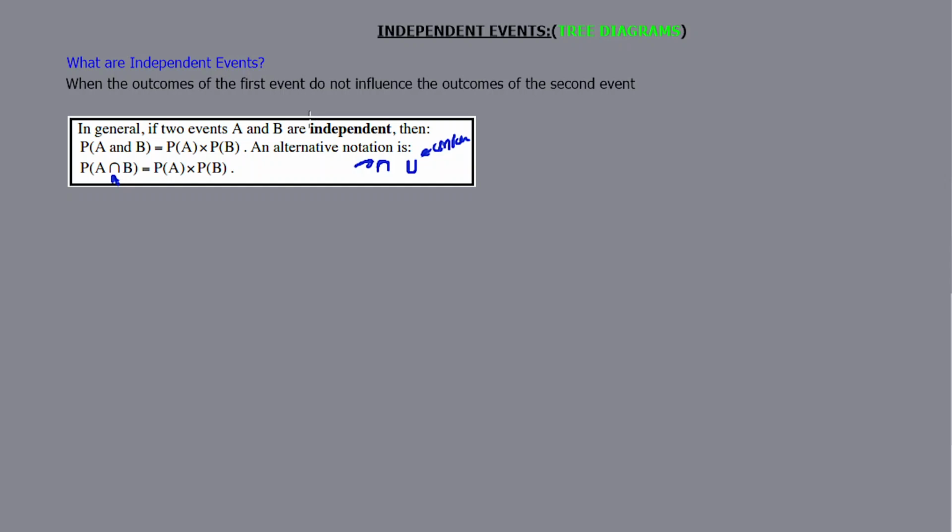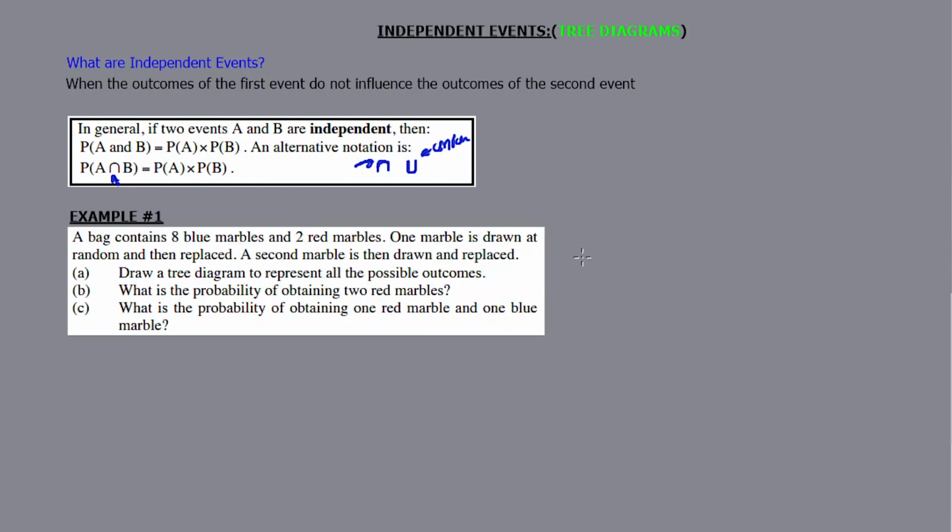So now I think it's appropriate to demonstrate our independent events using an example. Let's take example number 1. So Lana, I have a bag which contains 8 blue marbles and 2 red marbles. 1 marble is drawn at random and then is replaced. Ngithatha a random marble, then ngiyalibheka le marble ngithi okay, li blue, okay, li red, then I put it back inside the bag.